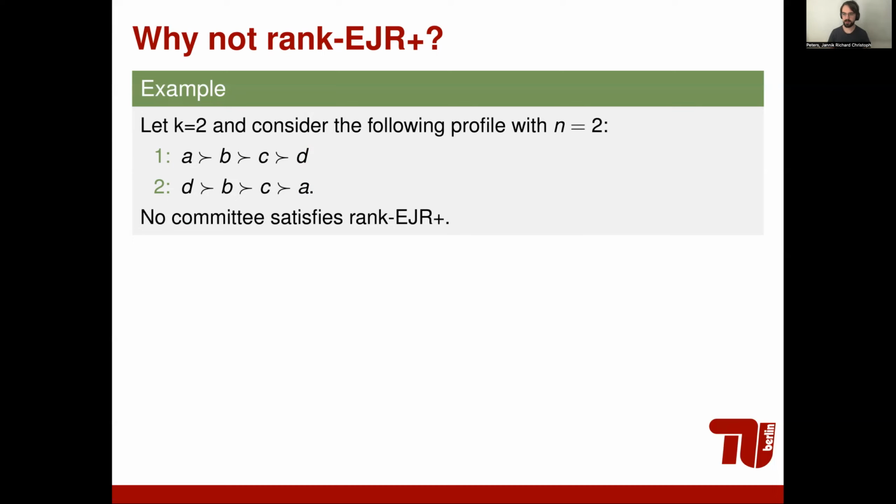possible. So rank EJR+ cannot be satisfied, and it's a nice open problem, so to say, to find an axiom which is stronger than rank PJR+ and still satisfied.